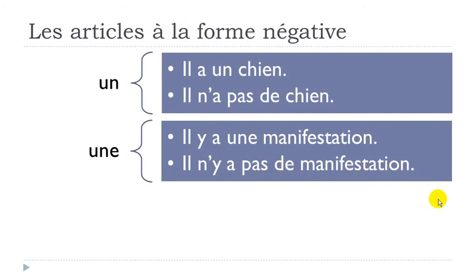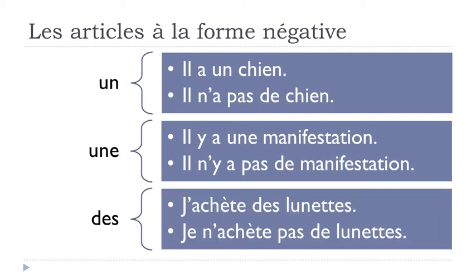All right. So what about the plural now? Des, and then j'achète des lunettes. Je n'achète pas de lunettes. Okay? Des lunettes, glasses. Acheter, to buy. J'achète des lunettes. So you can see that it will be exactly the same rule. So des becomes de. Okay? So what we've got here, un is becoming de, then une is becoming de, and after that you've got des, and it's becoming de as well. Okay? And this is for what we call les articles indéfinis, so a or some in English.